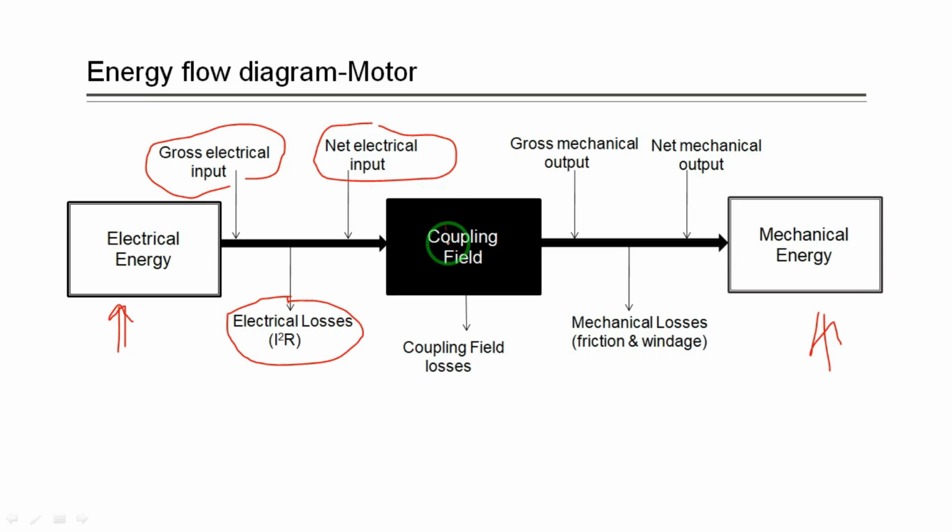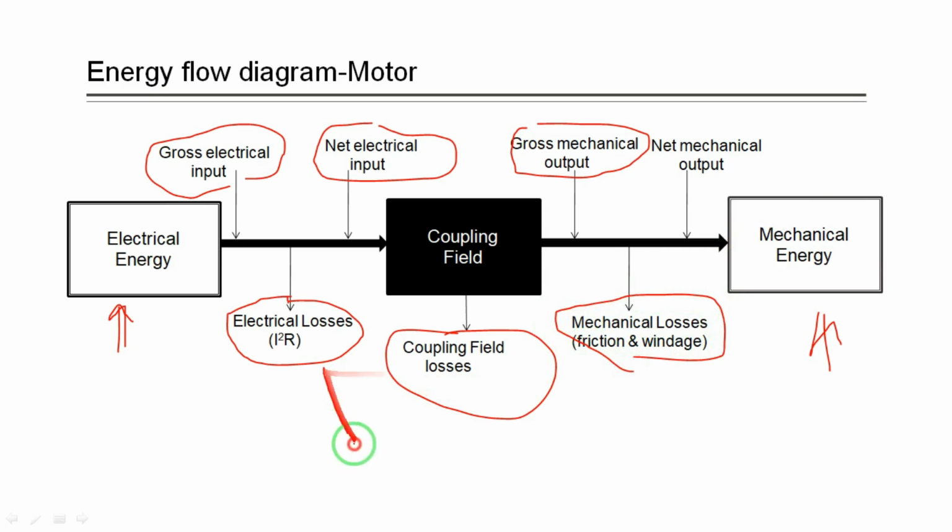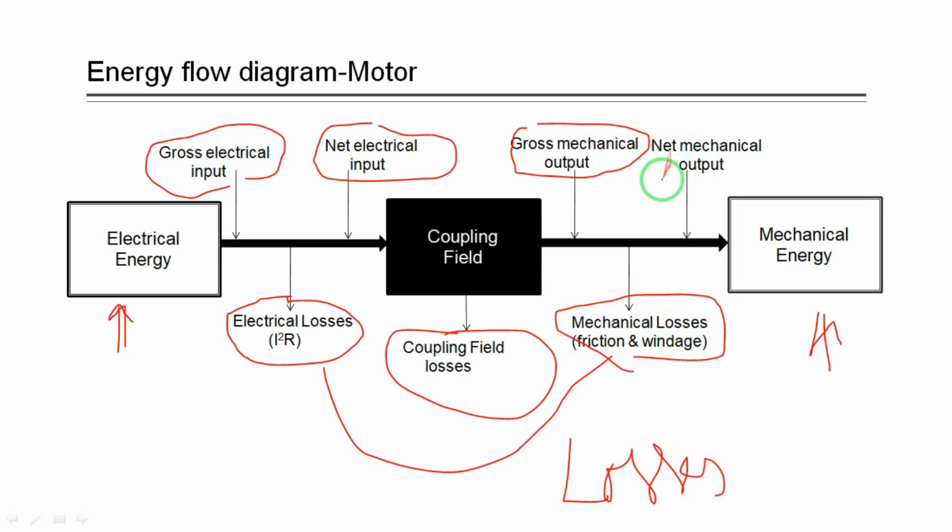This input goes to the coupling field reaction. In the coupling field, again there are losses, called coupling field losses. After that, the result is called gross mechanical output. Between this and the mechanical energy there are again some losses, called friction losses and windage losses. This concept we will also discuss in further classes, the complete losses concept. So the final output is the net mechanical output, and this goes to the mechanical energy.